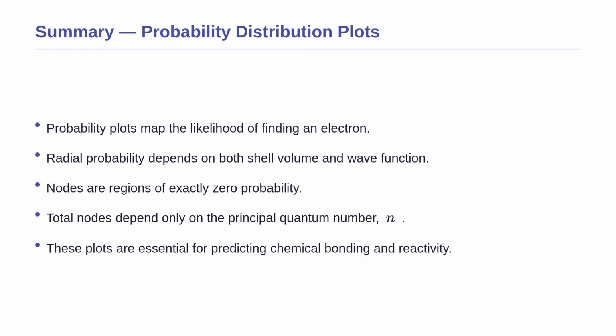To wrap up our lecture, let us review the key takeaways. First, because of the uncertainty principle, we use probability distribution plots to map the likelihood of finding an electron in space. Second, the radial probability distribution balances the growing volume of spherical shells against the shrinking wave function to find the most probable electron distance. Third, we learned that nodes are dead zones of zero probability, split into radial and angular types, and that the total number of nodes depends entirely on the principal energy level.